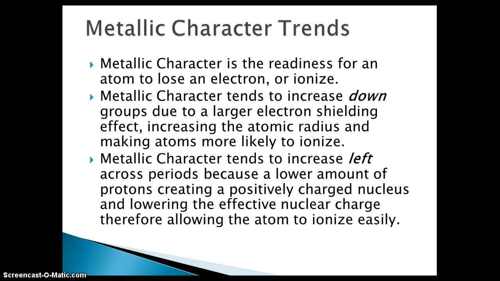The next trend is metallic character. Metallic character is the readiness for an atom to lose an electron or ionize. Metallic character tends to increase down groups due to a larger electron shielding effect, increasing the atomic radius and making atoms more likely to ionize. And it also tends to increase left across periods because of a lower amount of protons, creating a less positively charged nucleus and lowering the effective nuclear charge, therefore allowing the atom to ionize easily.